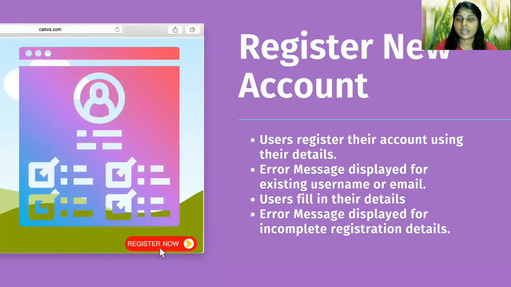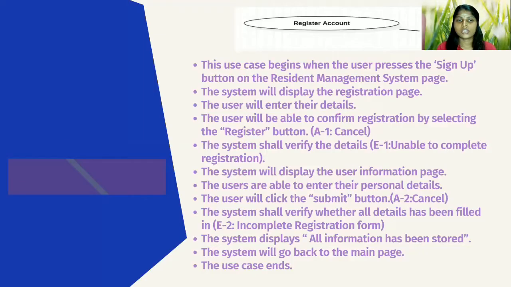First, users register their account using their details. An error message is displayed for an existing username or email. Users fill in their details, and an error message is displayed for incomplete registration details. So this is my basic flow.